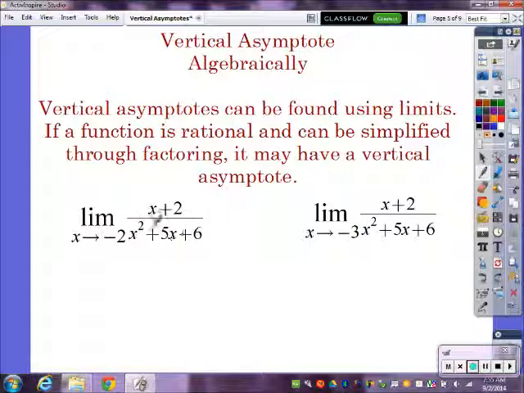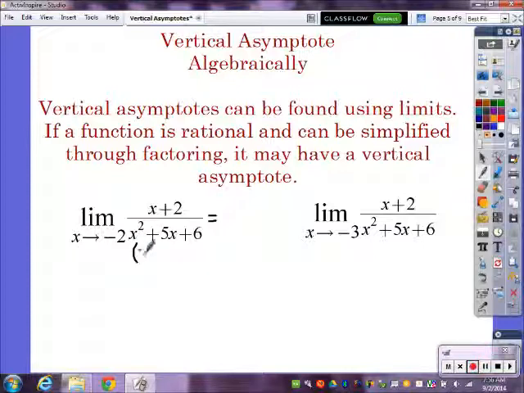Now, through direct substitution, if I substitute in negative 2, in the denominator I get 4 minus 10 plus 6, which equals 0. And so if I have 0 on the bottom, it's undefined. So the method that we learned in that case is to try to divide out factors.